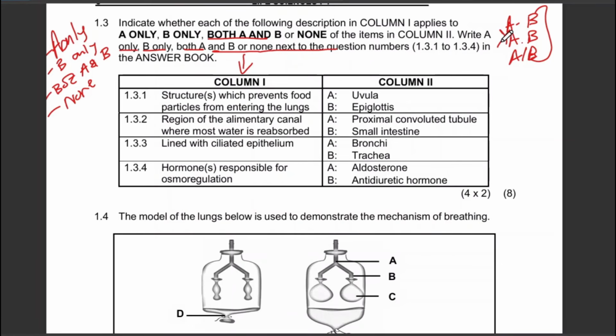Okay. All right. Structures which prevent food particles from entering the lungs. That is B only. That's the epiglottis. That flap that will close the trachea when you're swallowing. The region of the alimentary canal where most water is reabsorbed. The proximal convoluted tubule, that's a tubule of the nephron, or the small intestine.